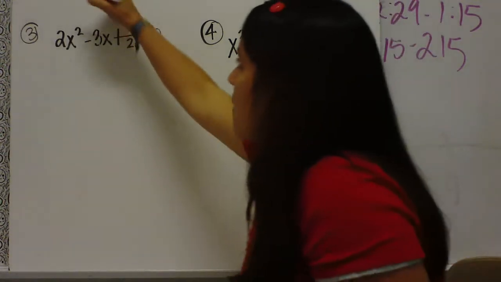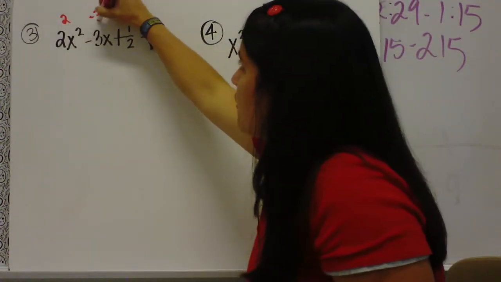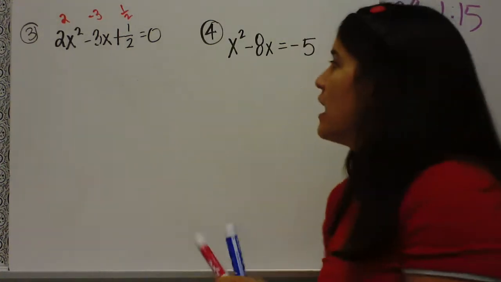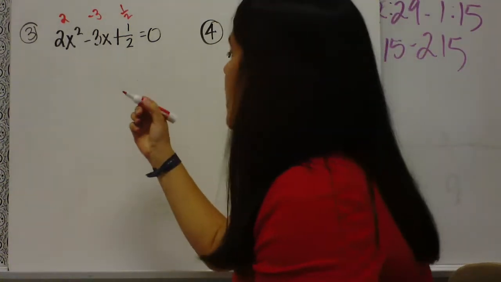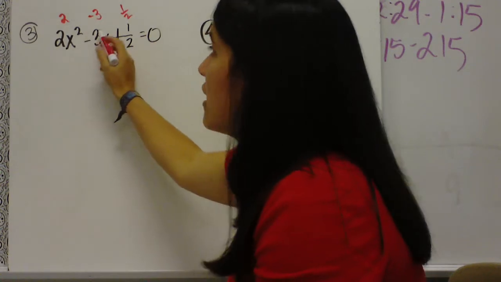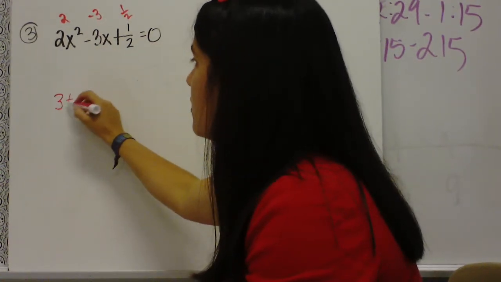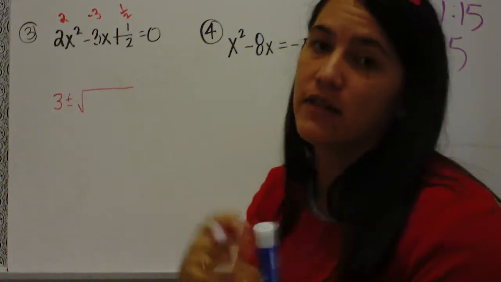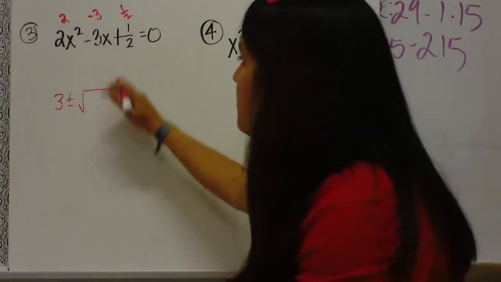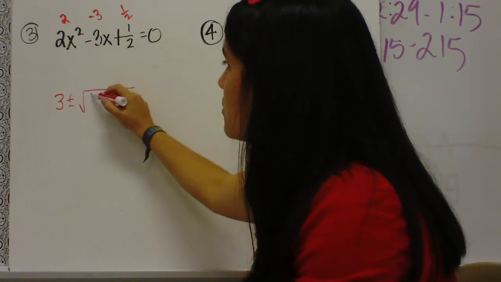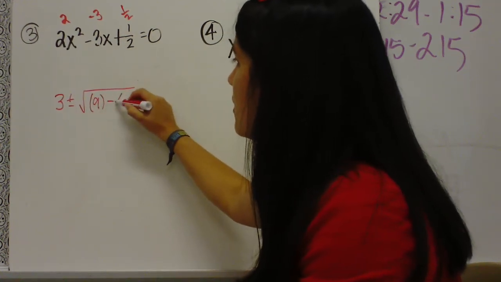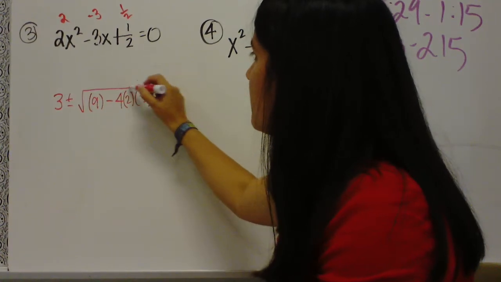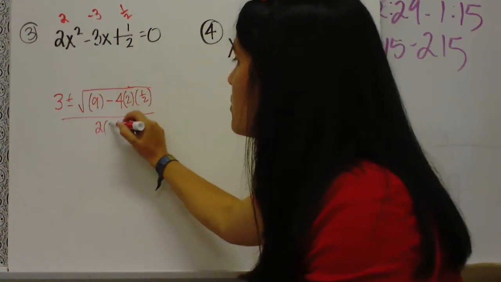Alright, over here, my a is 2, my b is negative 3, my c is 1/2. So I'm going to show you how to do a fraction. In my equation, x equals negative b, so a negative 3 would be a 3. So a negative b would mean take a negative and turn it into a positive. b squared, which negative 3 squared would be 9, minus 4 times 2 times c, all over 2a.